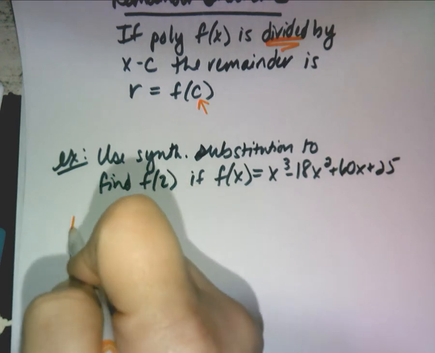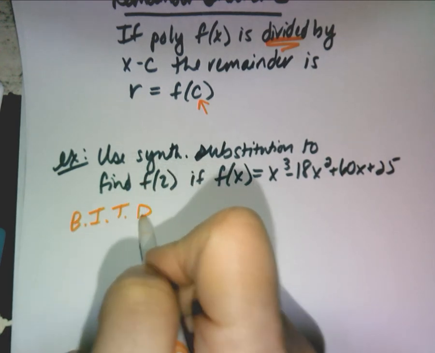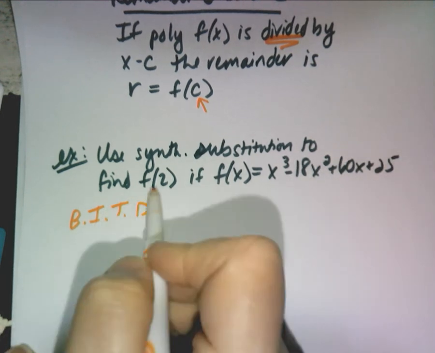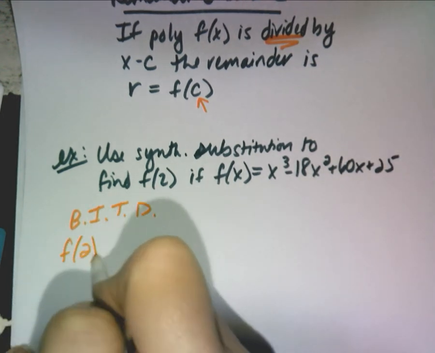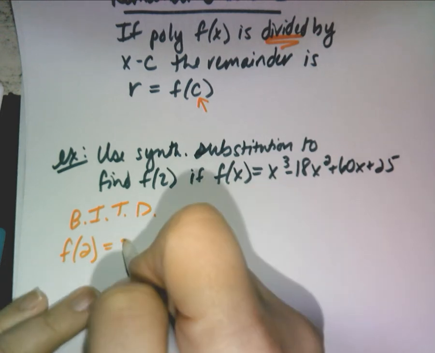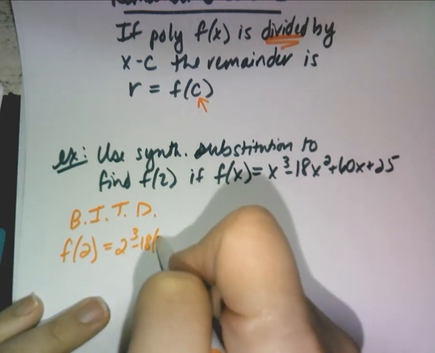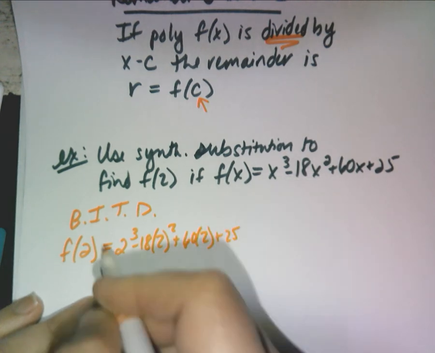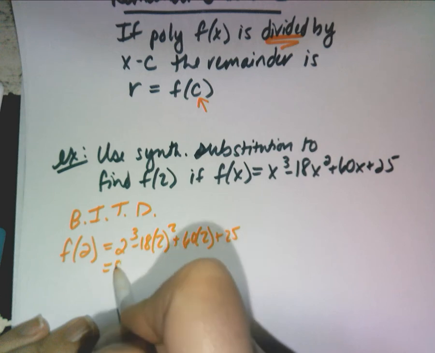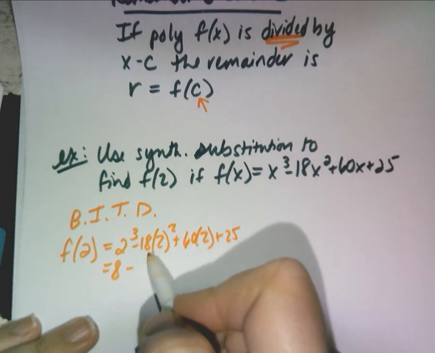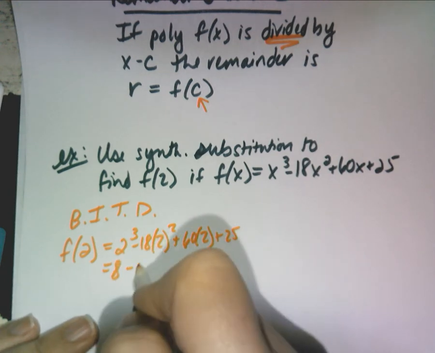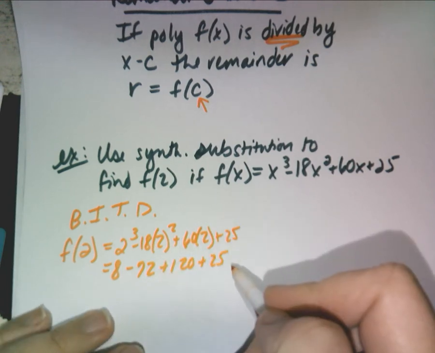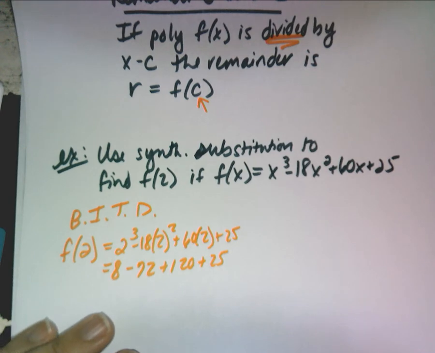So back in the day, I'm going to call it the BITD, back in the day, you would do what with f of 2? You plug it in, right? You'd be like 2 cubed minus 18 times 2 squared plus, oh my gosh. I mean, let's be honest, I'm not having fun right now. 2 cubed is 8 minus 4. I don't even know what 4 times 18 is right now. 72 plus 120 plus, are you with me, right? Wasn't this annoying? Especially if you didn't have a calculator.